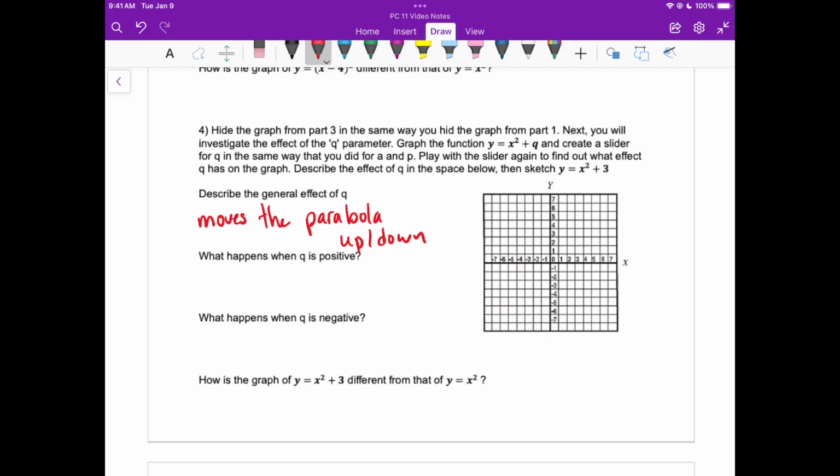When it's positive, it moves up. When it's negative, it moves down. And so if you look at that y equals x squared plus 3 that you're told about down here at the bottom, it's the same shape, it's just 3 higher. The whole graph has been moved up 3 units. And so that's our effect of q.